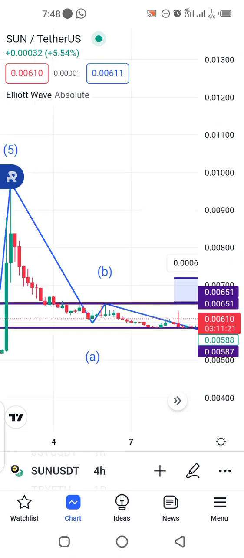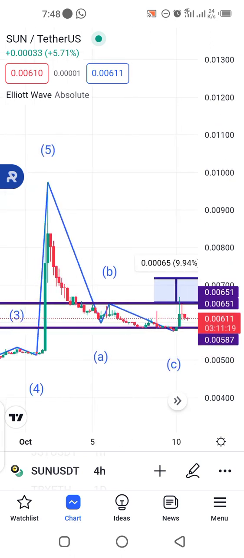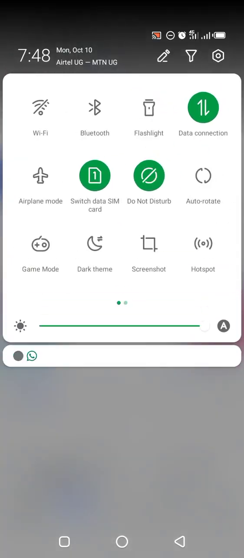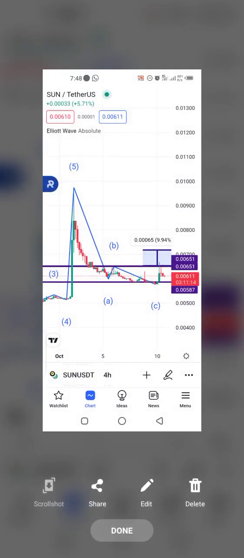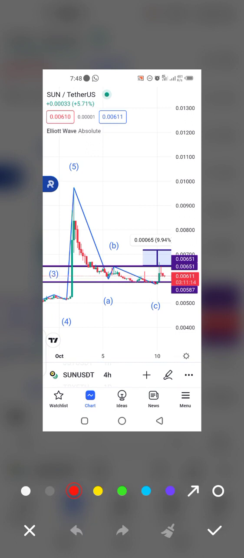So A is a downward trend. I hope you can see very clearly. A is a downward trend. This is from here to here, it is A. From here to here, it's B. And from here to here, it is C.